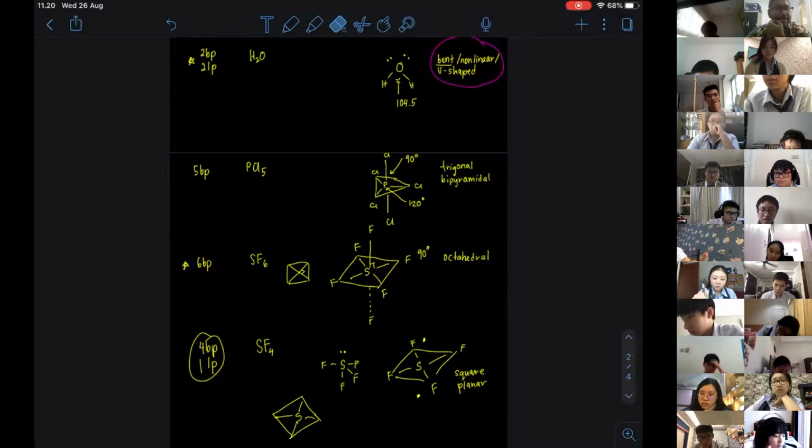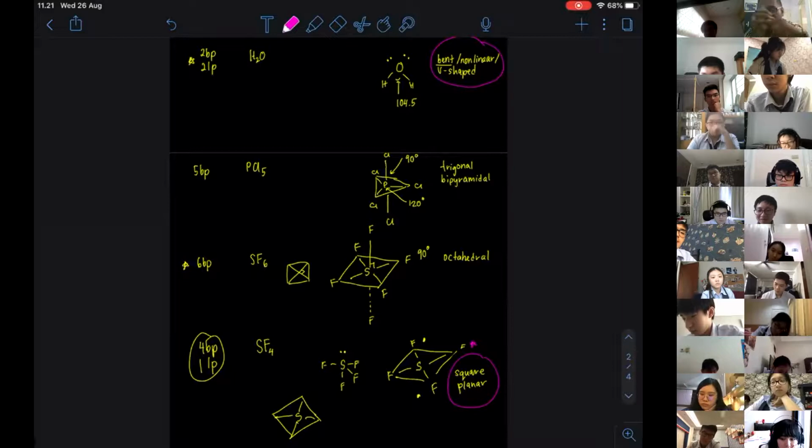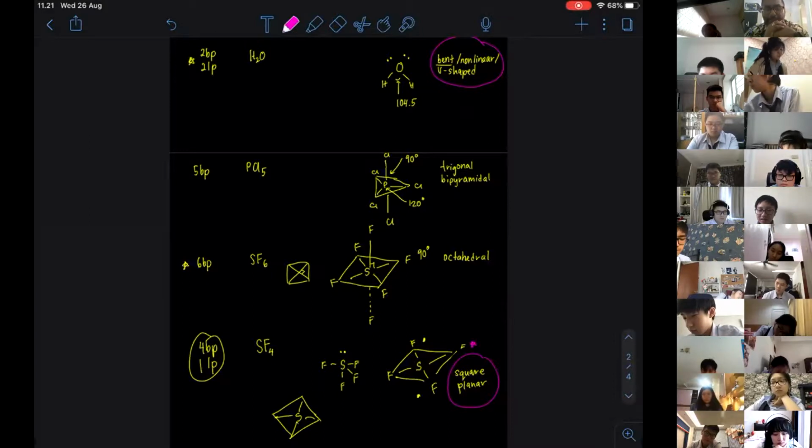Planar or non-planar? Michael? Planar, because the name itself is already a giveaway. But it's not found in the textbook. They have asked twice about square planar, and you won't be able to find the term square planar even in the textbook. So take note, this one I give you as extra.